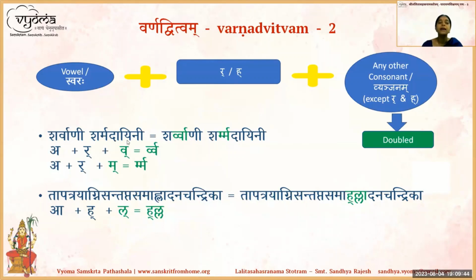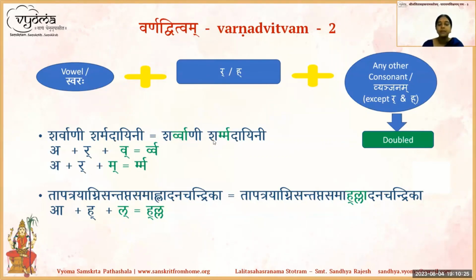So let us look at this example. Sharbani, Sharmadayini. If you see here, Sharbani, there is A, then we have Ra, Repha, then we have Va. So there is Aswara, a vowel, then we have Ra, and then a consonant, Vyanjanam. So what gets doubled here as per this diagram or the rule you are seeing? The Vyanjanam which comes after this Ra or Ha is what is getting doubled. So we have Va getting doubled here. So it will become Sharbani, with Va doubled.